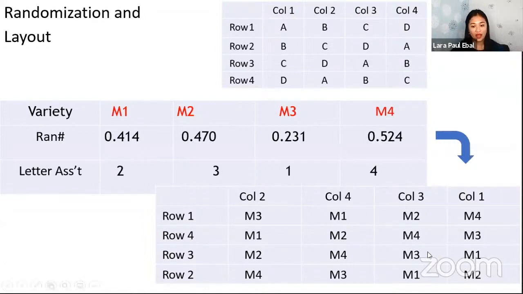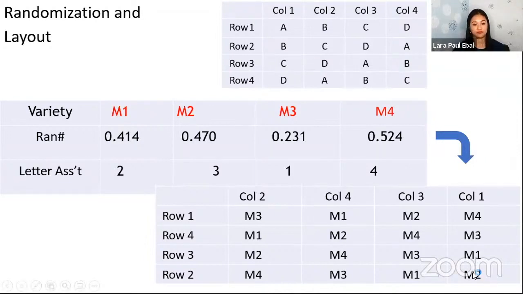And then how about this? So M4. So 2, 4, and then what's next to M4? M4 has rank 4. So we now go back to rank 1, which is M3. So that's why next to M4 is M3. And then next is M1. So after rank 1, we have rank 2, which is M1 here. I hope you can follow. So this is now the way we randomly assign the treatments to the experimental units.